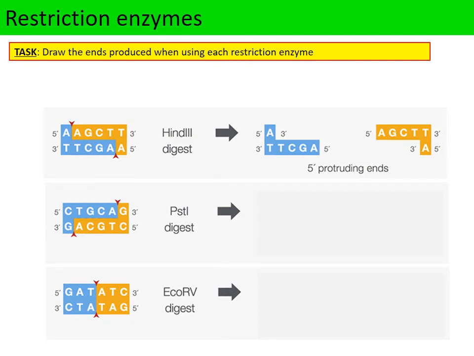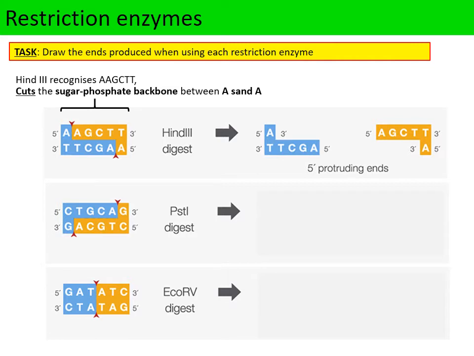So if we look at a restriction enzyme in a little bit more detail, what do they do and how do they do it? Well, one restriction enzyme, for example, is called HindIII. They've all got these shortened names, HindIII. Now, this restriction enzyme will recognize the sequence AAGCTT. And it actually cuts the sugar phosphate backbone at this sequence between these two nucleotides, A and A.